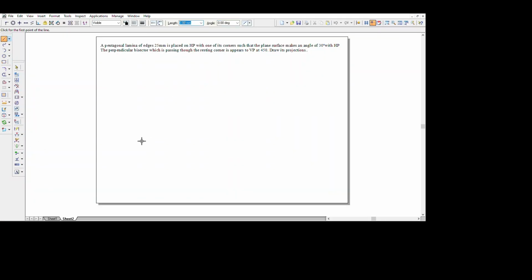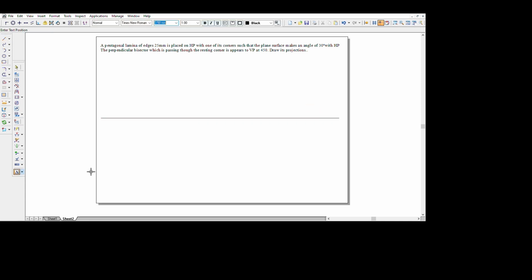Moving on to the next question. A pentagonal lamina of edge 25 mm is placed on HP with one of its corners such that the plane surface makes an angle of 30 degrees with HP. The perpendicular bisector which is passing through the resting corner appears to VP at 45 degrees. Draw its projection.